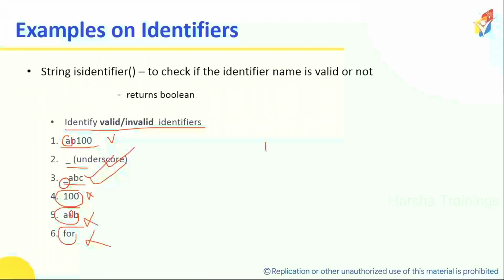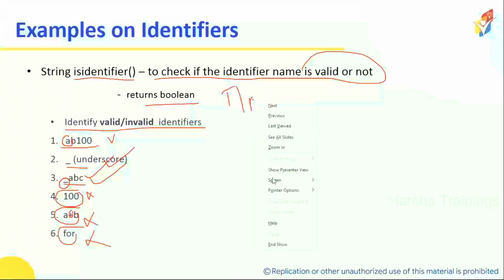Now, one point I can say: if you want to identify whether a string is valid or not, it can be done by using a member function called isidentifier. isidentifier is a function used to check whether the identifier name is valid or not. It returns a Boolean, which means either true or false. Shall we check them through a program?